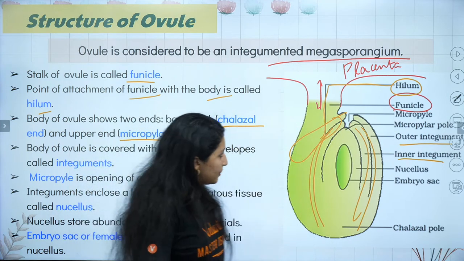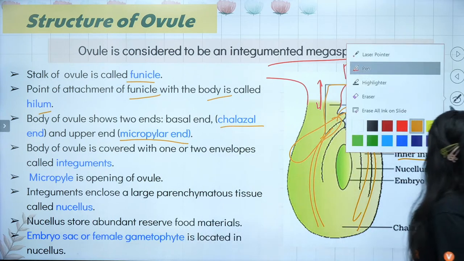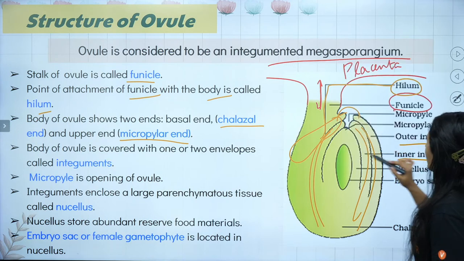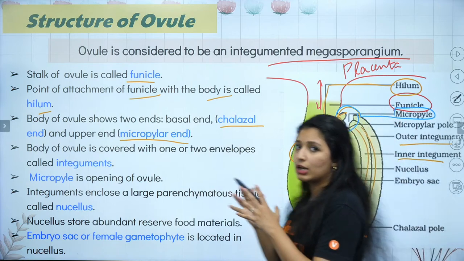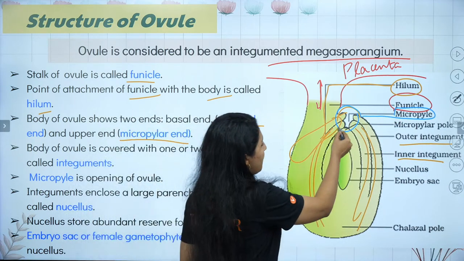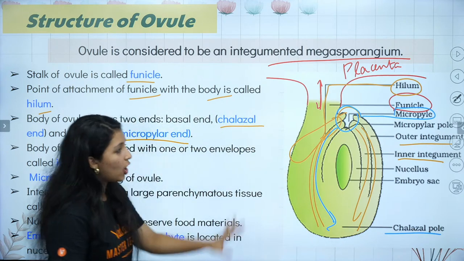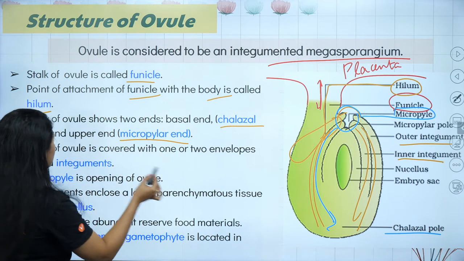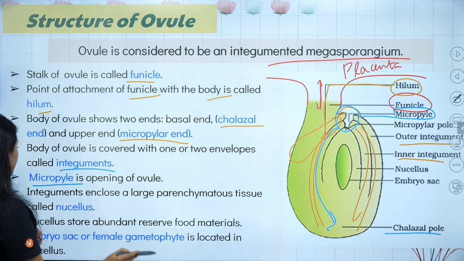Now you can see in this diagram there is one end where it's a little open. This region is called the micropyle, where they don't have the integuments. The opposite side of which is called the chalazal pole, or the chalaza. Opposite to the micropyle you have the chalaza. And they are covered with coverings called integuments. The micropyle is open.